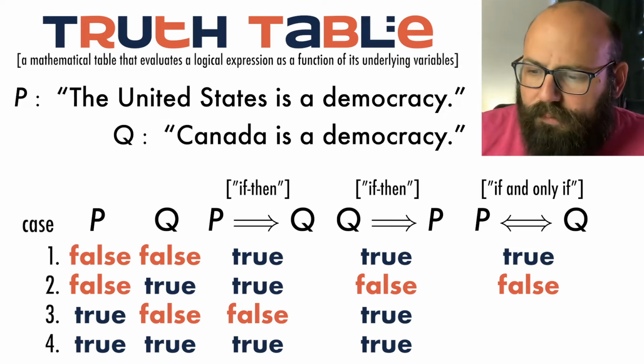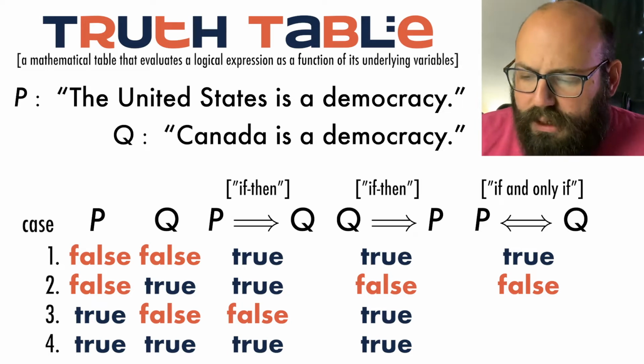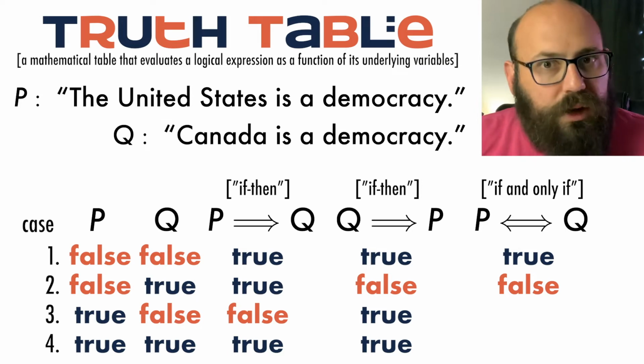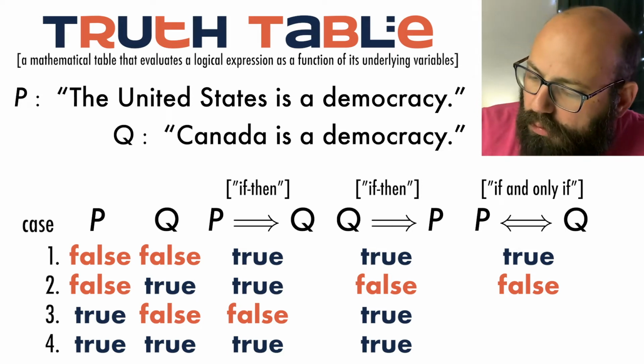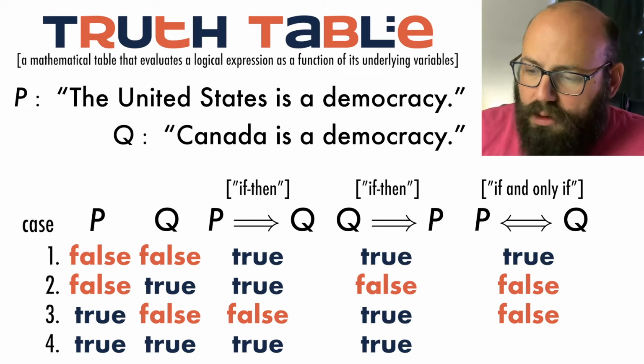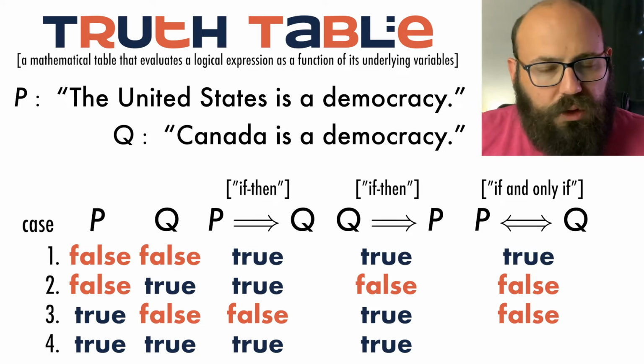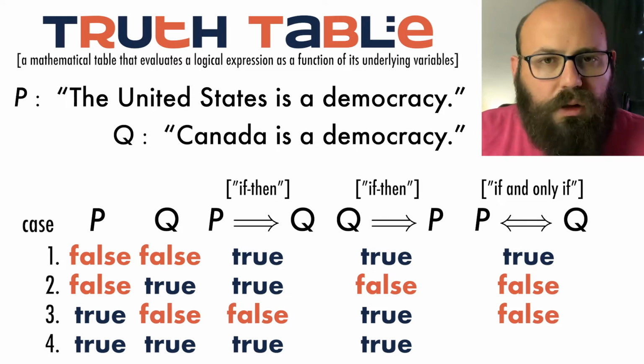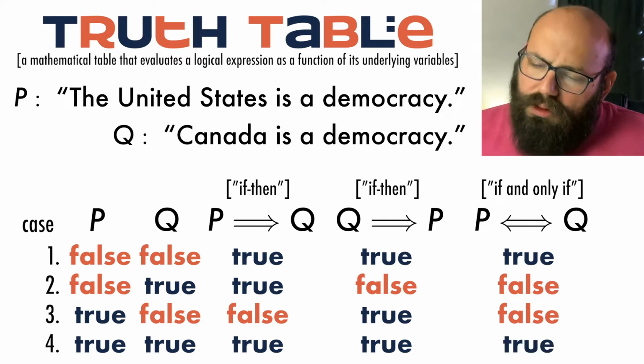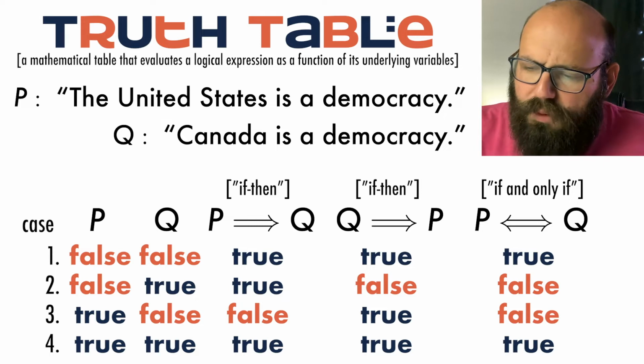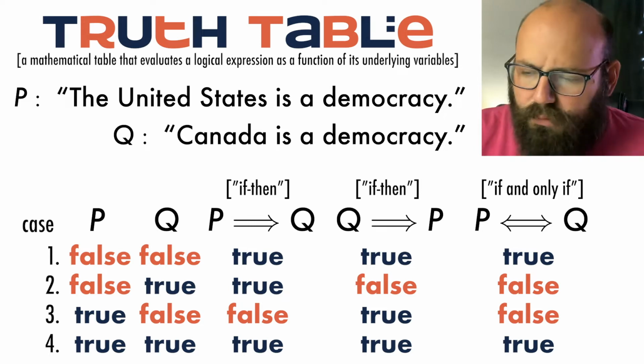In case 3, if P then Q is false, and if Q then P is true, well, we needed them both to be true. So that's a false. And in case 4, if P then Q is true, if Q then P is true, our "and" gives us a true. So let's look at when P if and only if Q is true.